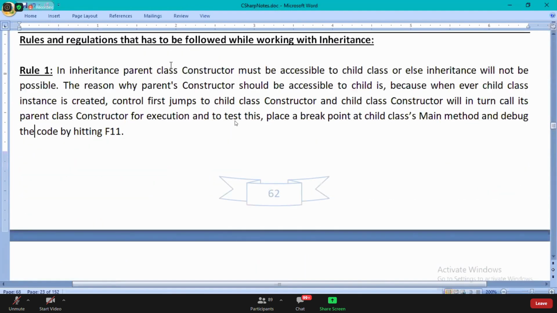Rules and regulations that have to be followed while working with inheritance. Read the rule number 1.